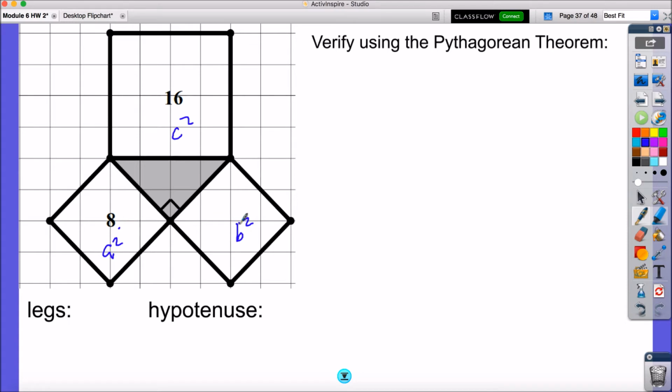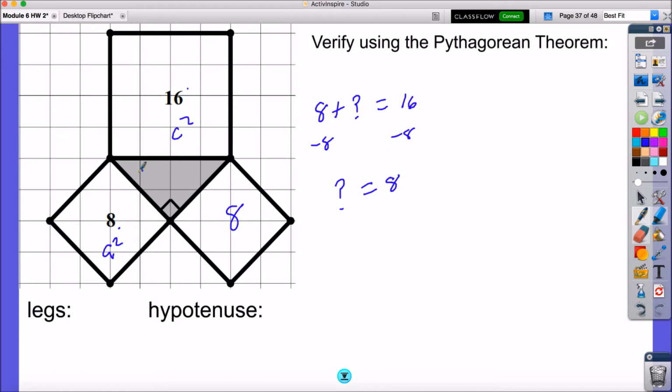So 8 plus b is going to equal 16. So 8 plus mystery amount is going to equal 16. So that means if I minus 8 on both sides, this would give me the mystery square is equal to 8. Alright, so now that we figured that out, and that makes sense, 8 plus 8 is 16.